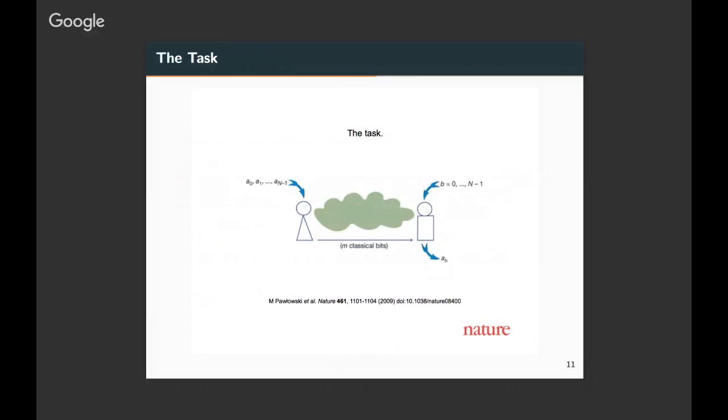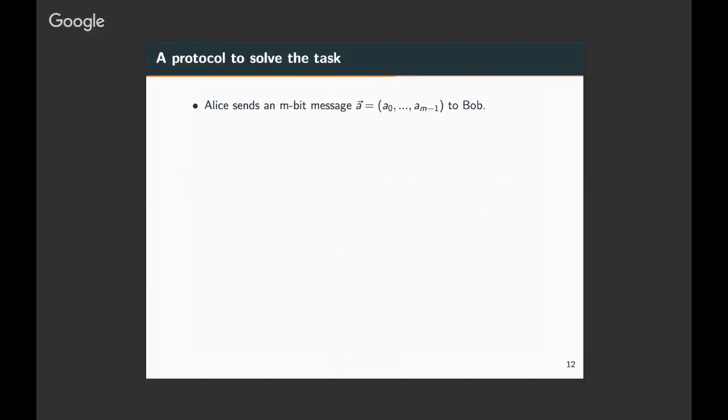Okay. Yeah. So this is the thing, and you can see here that there exists a protocol to solve the task, and we will see how it works. Alice sends the M bit message A equal to A0 to A(M minus 1) to Bob. Now you can see that Bob can guess AB perfectly whenever B belongs to 0 to M minus 1, right? Because Alice has sent the message.